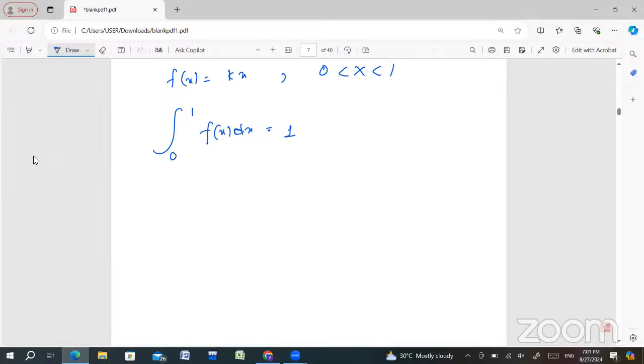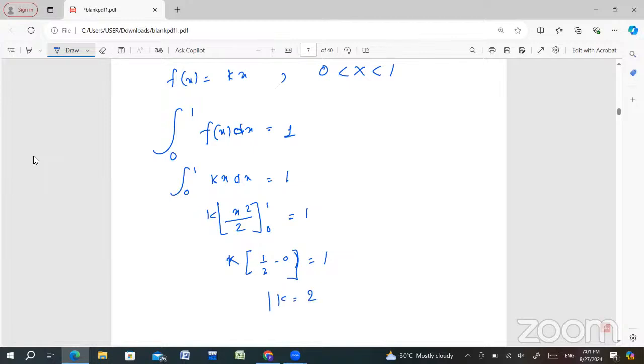Do you understand this line? Yes, ma'am. So from here, fx is given as kx, so we get k times x square divided by 2, with the range 0 to 1. So k times 1 by 2 minus 0 equals 1, so the value of k will be 2, right? Clear to all?